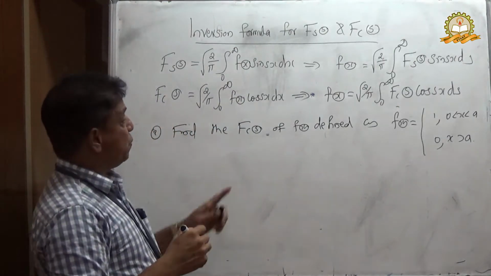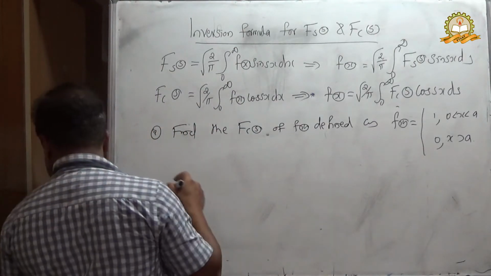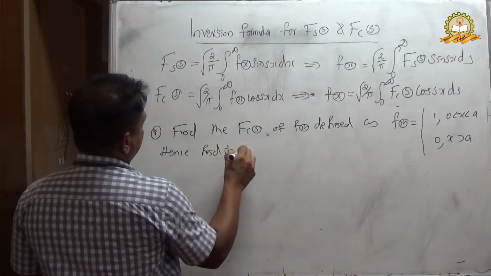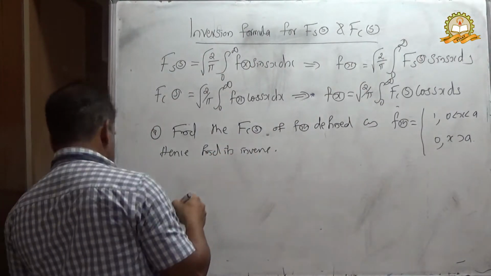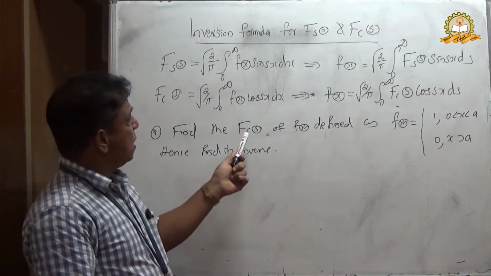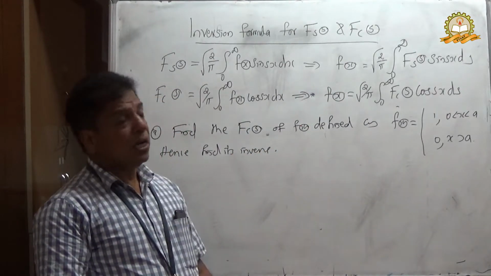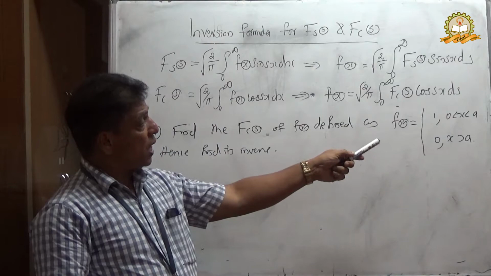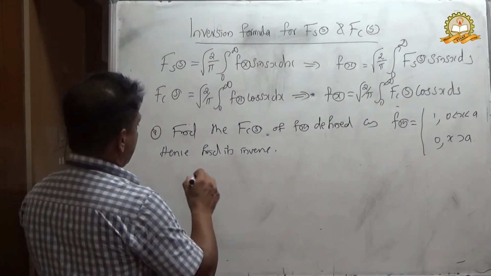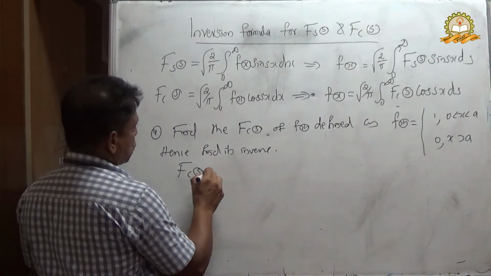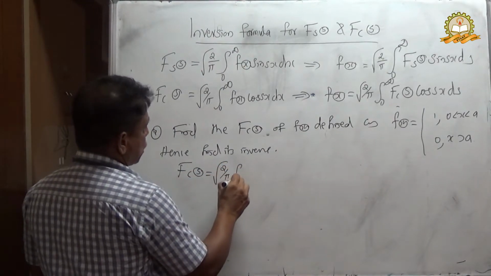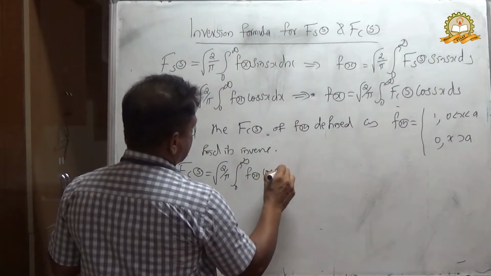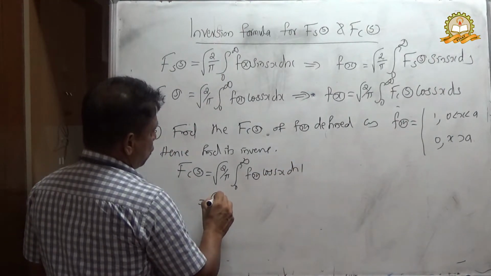Here we have to find the Fourier cosine transform and hence find its inverse. The function is given as f of x equal to 1. f of x is a discontinuous function, and the value is given in two intervals, 0 to a and x greater than a. First we find the Fourier cosine transform, which is root of 2 by pi integral 0 to infinity f of x cos sx dx.